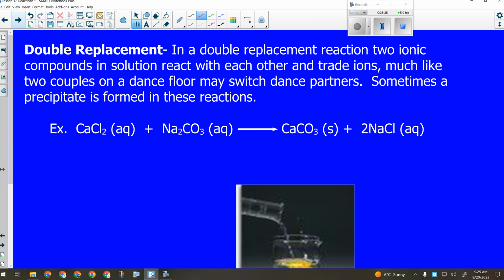Okay, last reaction type, double replacement reactions. In a double replacement reaction, you have two ionic compounds reacting with each other. So you have to end up with two different ionic compounds. Can't end up with any molecular. So basically, in a double replacement reaction, all you do is swap the metals. If I swap the metals, I'll end up with two different ionic compounds. Wait, you just swap the metals? Yep, in a double replacement reaction, you just swap the metals.